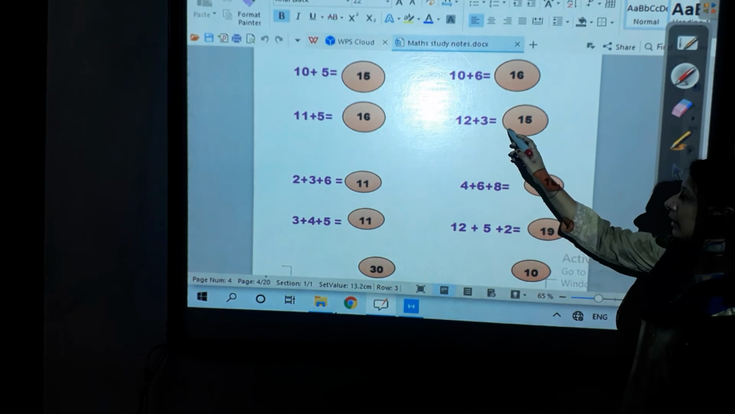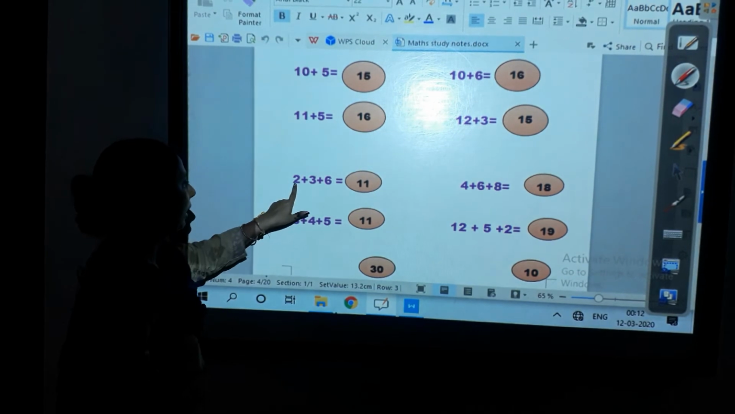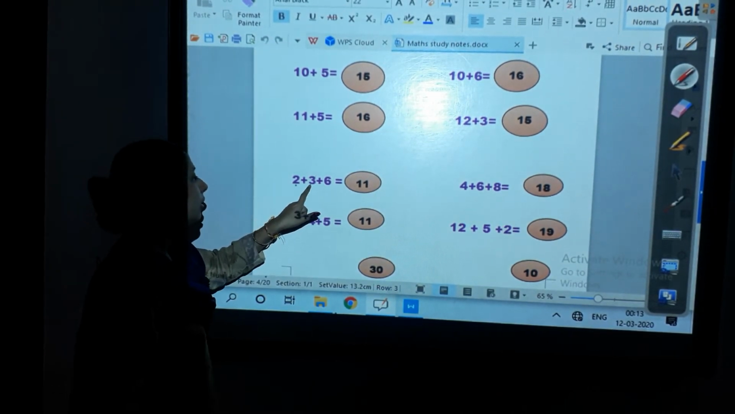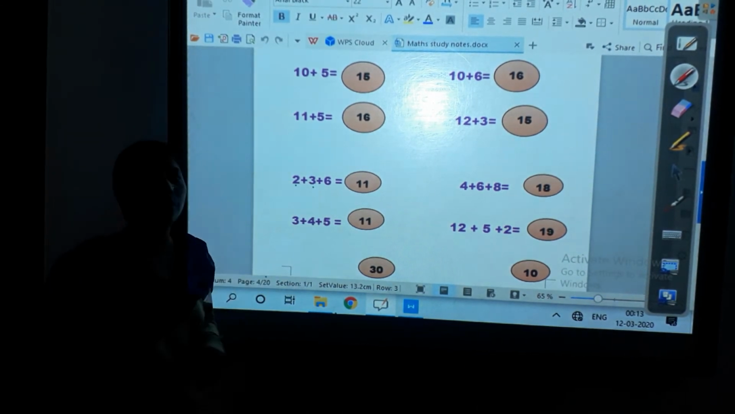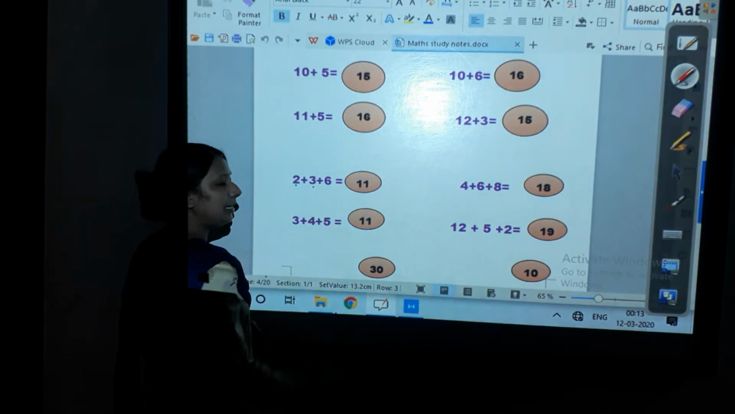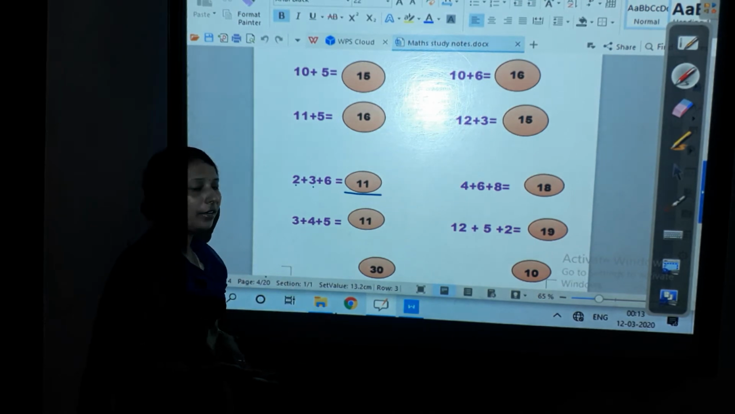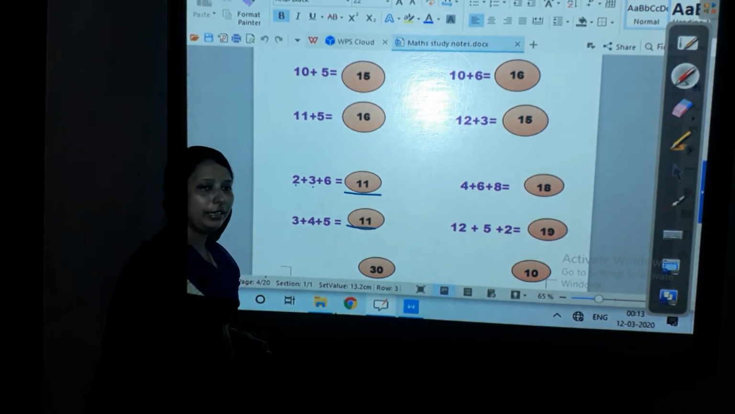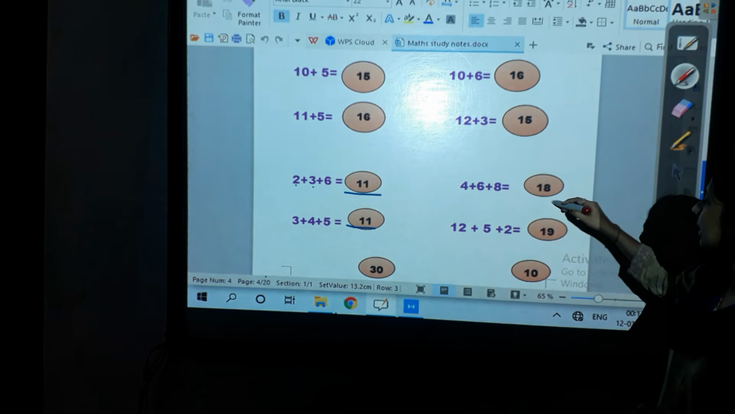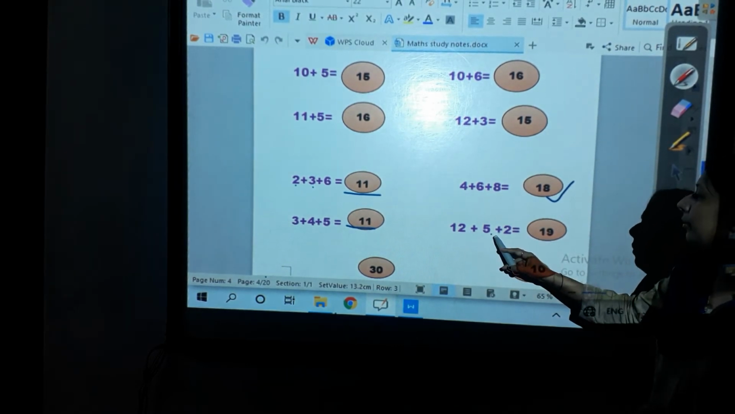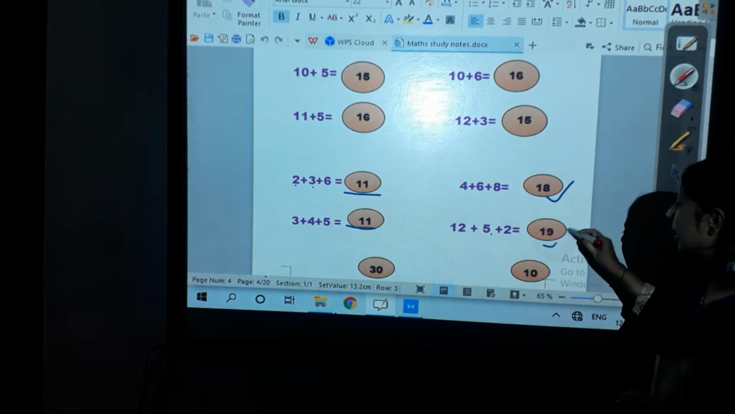Now we have done till these 2-digit numbers, but only this type of number, but again we can see that 2 is there, 3, then 6. Just count it. 2 plus 3 is equal to 5. 5 plus 6, 11. Yes. 3 plus 4, 7. 7 plus 5, 12. Next, 4 plus 6 is equal to 10, plus 8, 18. 12 plus 5, 17 plus 2. 17 plus 2, if we add together, it will come as 19.